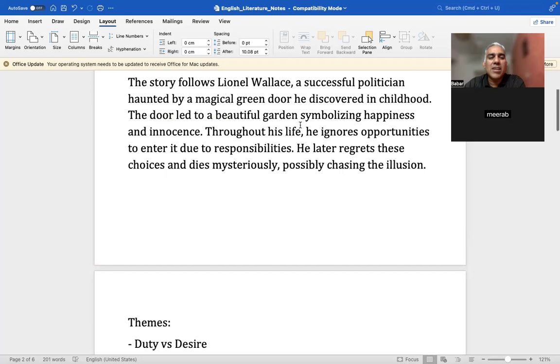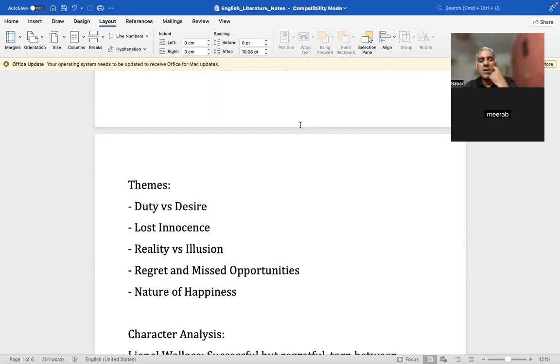Okay, so let's look at the key themes of this story: duty versus desire, lost innocence, reality versus illusion, regret and missed opportunities, and the nature of happiness. Sometimes, as living souls, we have to compromise on our desire because the call of duty is different. And this is what has happened with this character, Wallace, as well. Since he's a politician, he has a lot to do in his life, so there are certain inner desires in him which he usually compromises.